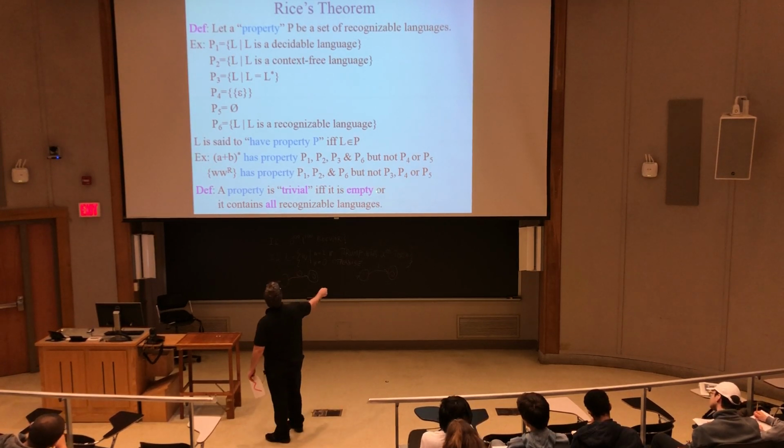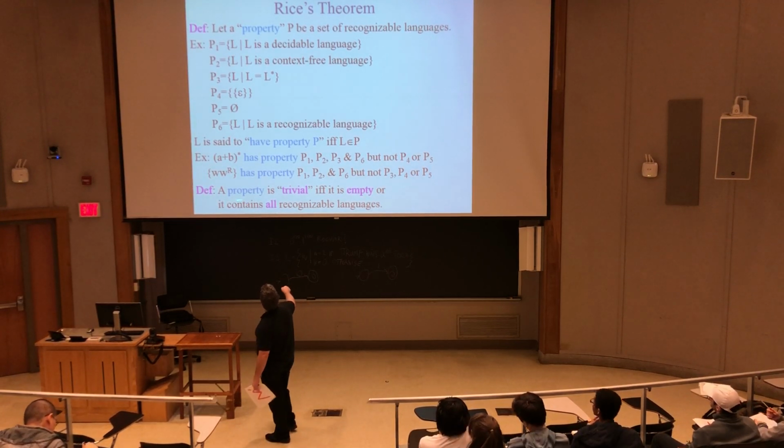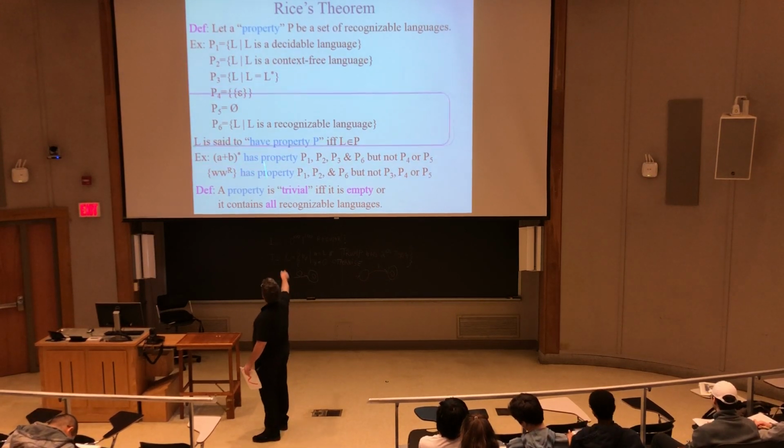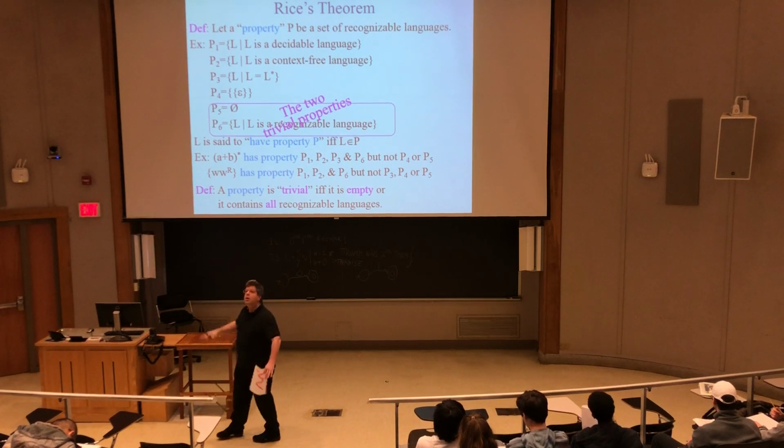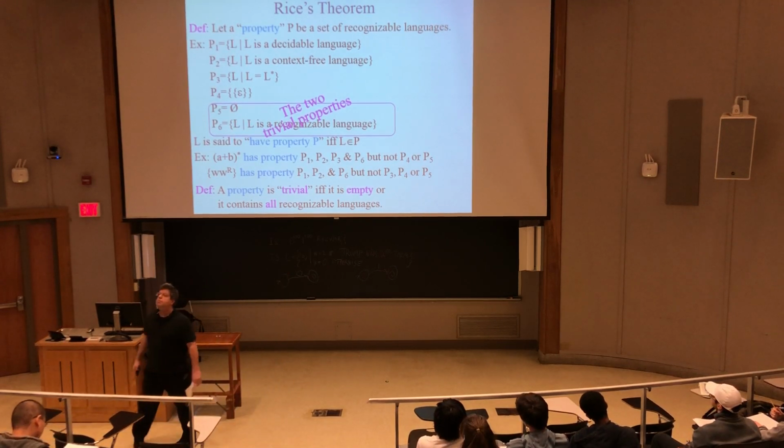So a property is trivial if it's either empty or contains all the recognizable languages. So the only trivial properties are these two here, the empty property or the property containing all the recognizable languages, all of them.